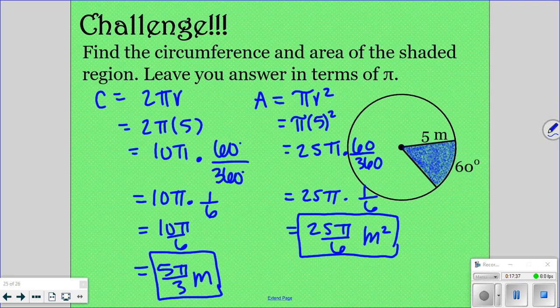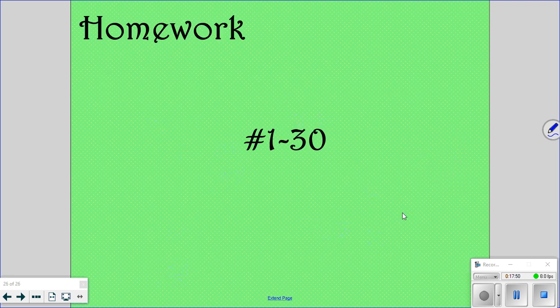So if any of y'all got those right, that's awesome. But that's how you would work through those. If you didn't get it right, that's okay. It's a challenge question on purpose because it's supposed to be more difficult. So your homework is 1 through 30, so make sure y'all do those tonight so we can go over any questions you have tomorrow.